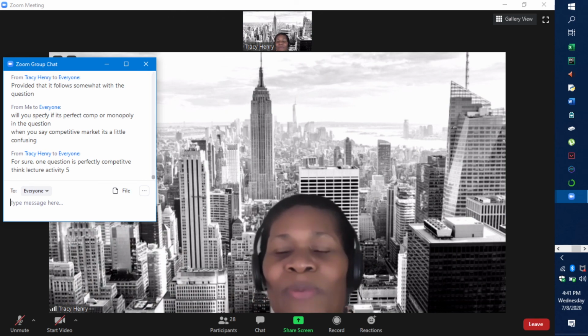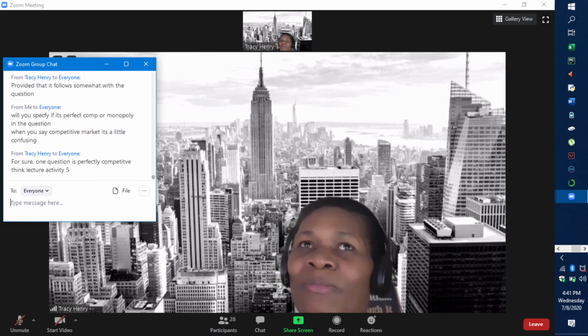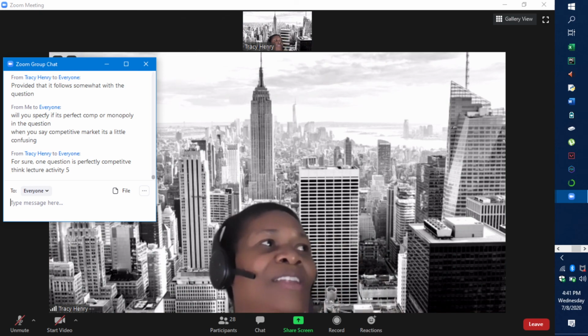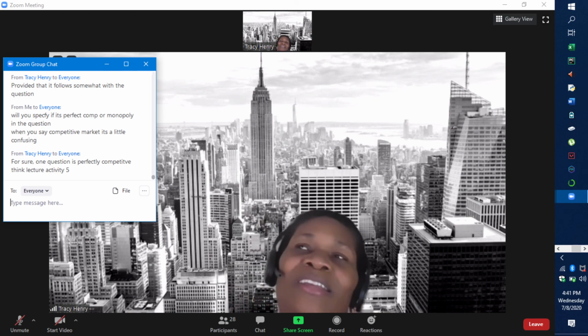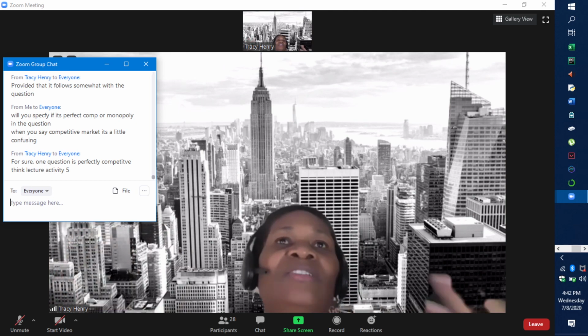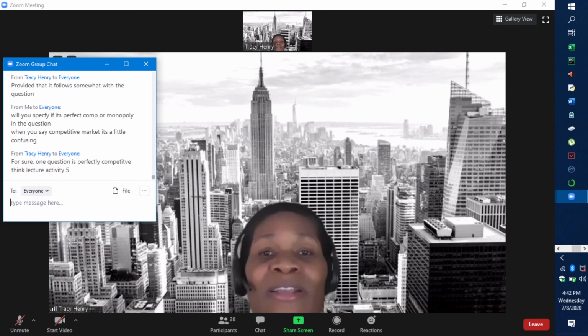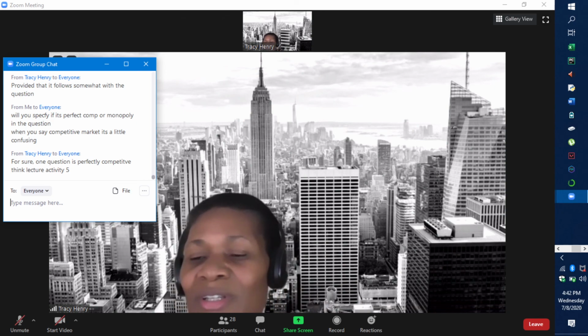What will happen to profit in the long run equilibrium? Will profit increase, decrease, or remain the same? Fill in the blank. In the long run, the firm profit will, and there's the blank. And you have to put in the word increase, or decrease, or remain the same. So these are how I could put in my short answer question. That's why I say think lecture activity 5 for the short answer, right?